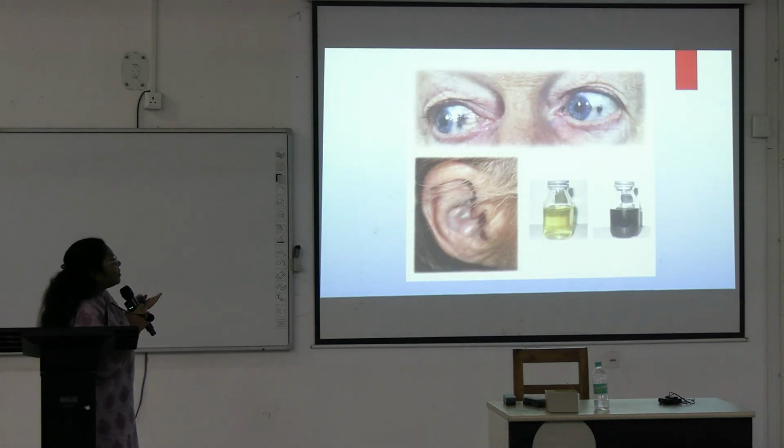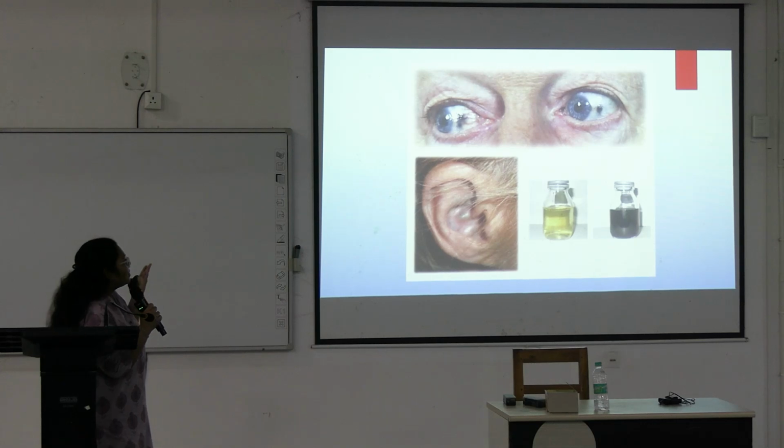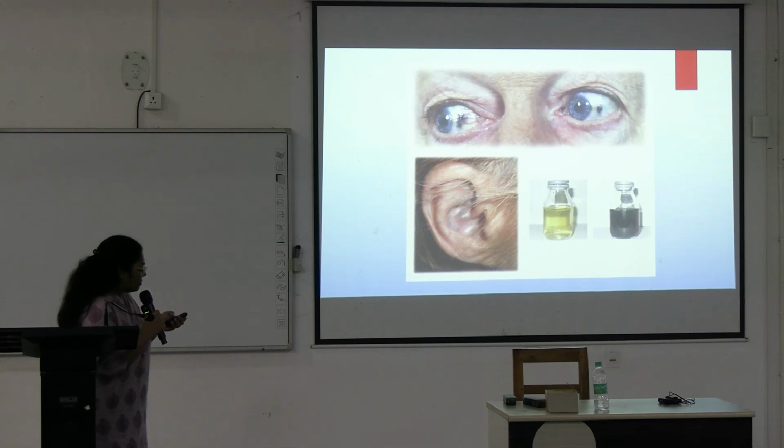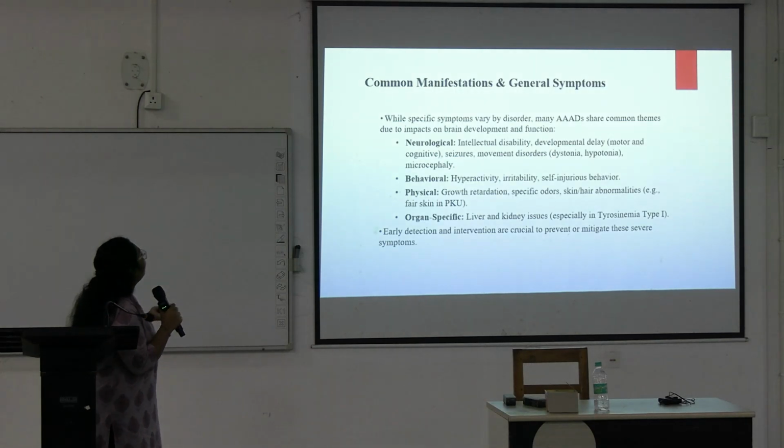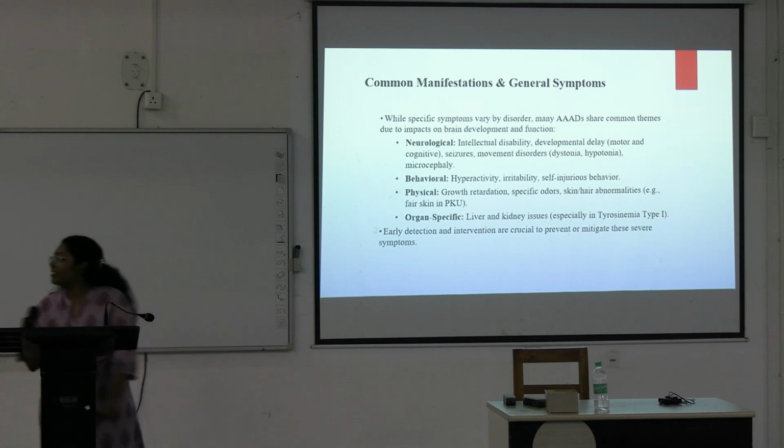So these are the symptoms which you have seen: darkening of the sclera of the eye, darkening of the ear pinna, and turning of the urine black on standing. Okay. Next, I'll hand over to my colleague.